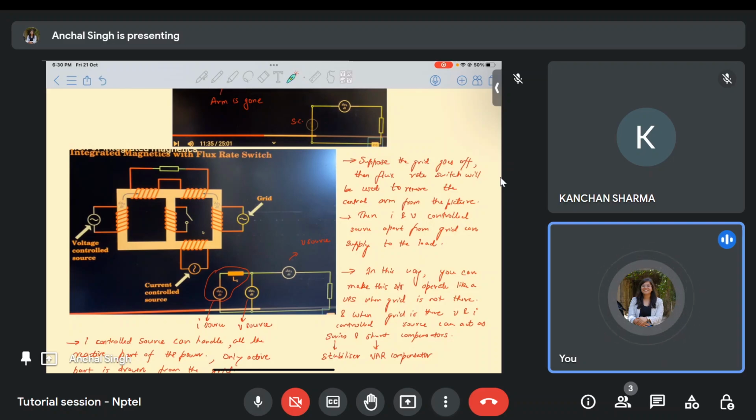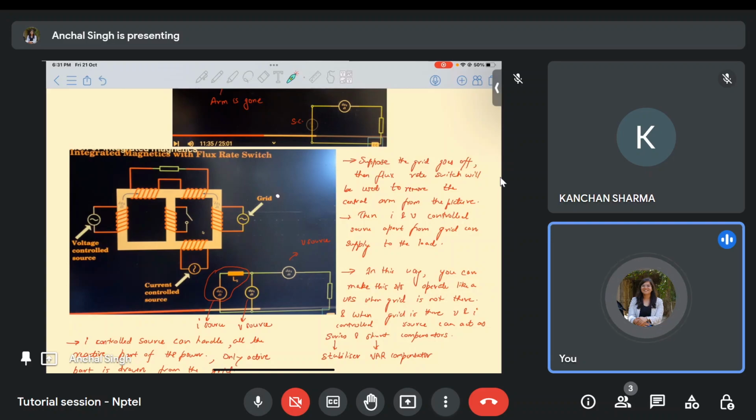So depending on whether my grid is present or not, I can operate the flux rate switch in order to let the other two take responsibility. When my grid is present, then the current control source and voltage control source can serve other purposes. Like this voltage control source can work as a series compensator. This current control source can work as a shunt compensator.